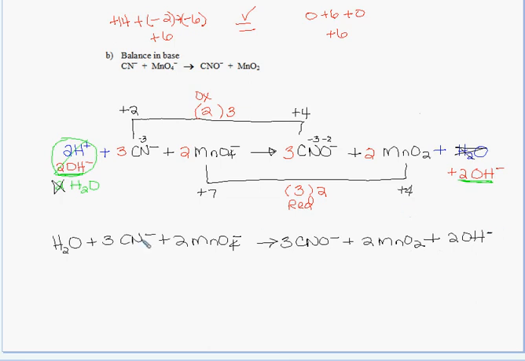Again, if you just want to double check that you've done everything correctly, we're going to count up the charges. There's a 0 for water, a -3 for the 3 cyanides, a -2 for the permanganates, giving you a total of -5 on the left. 3 cyanates will be a -3 altogether, because again, you're multiplying. There's no charge on the manganese dioxide, but there are 2 hydroxides. Each one is -1, so -2. That's a -5 on this side. Yep, we did it. We end up having a nice balanced equation, balancing in base.